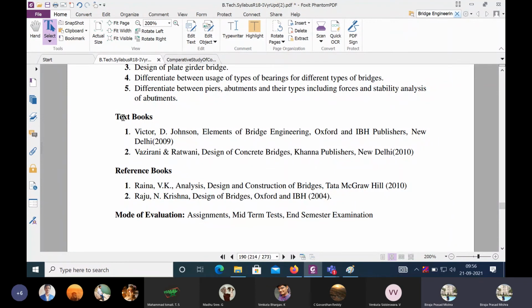Now we have some textbooks and reference books here as well. The most common textbook is by D. Johnson Victor, Elements of Bridge Engineering. This book is available in the library. You can easily get this one. The next one is by Vazirani and Ratwani, Design of Concrete Bridges, by Khanna Publishers.